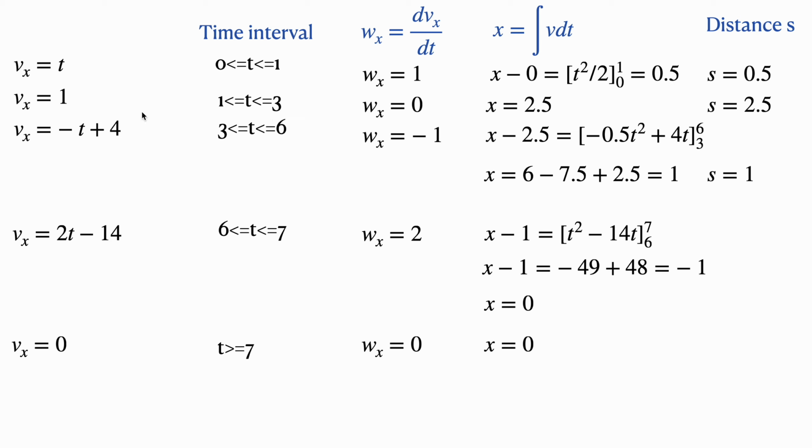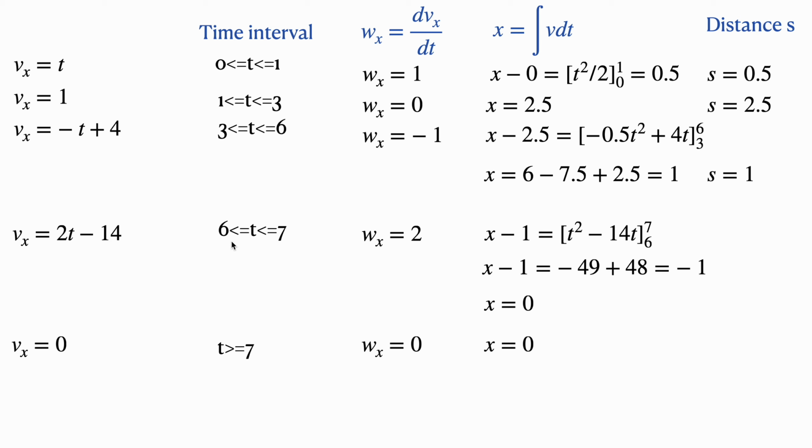In the next interval, velocity is constant, so x minus 0.5 will be the integral of a constant, so it will be t. If you put the lower limit 1 and upper limit 3, we will get the value x equals 2.5. Similarly, in the next interval, we will integrate the value minus t plus 4 and we'll get the integral as minus 0.5 t square plus 4t. And if we put the limits from 3 to 6, we'll get the value of x as x equals 1.